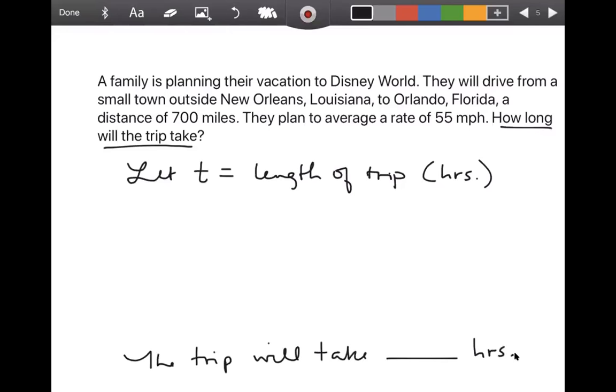All right, so now we just have to do all the stuff in the middle. So this is an example. We had this formula on the list. The formula that relates distance, which is given, and rate, which is also given, and time, which is what we're trying to find, is the formula D equals RT. All right, so distance is 700 miles. Rate is 55. T is unknown. So now we'll just solve that formula for T by dividing both sides by 55.